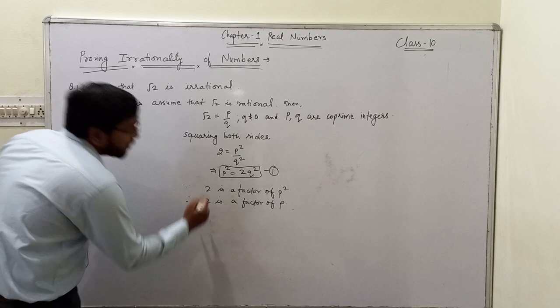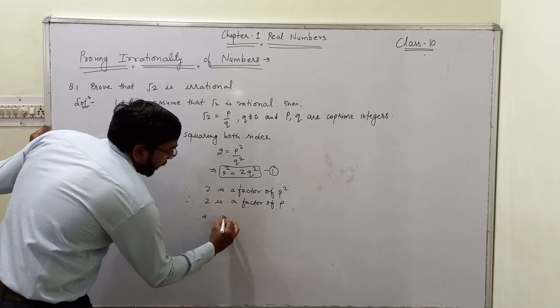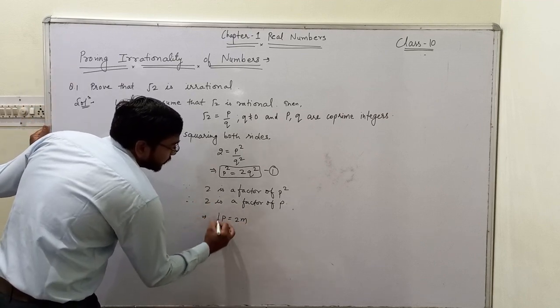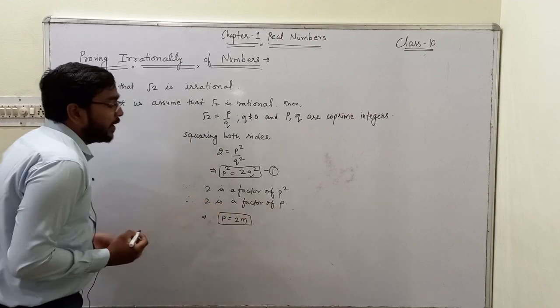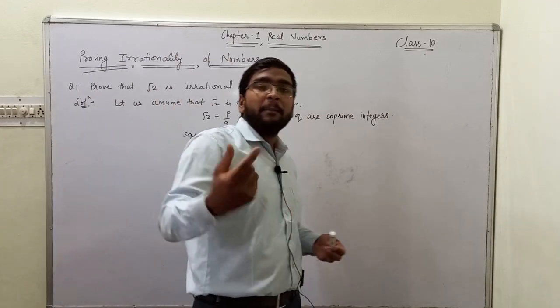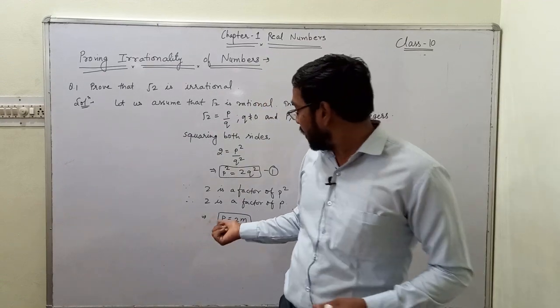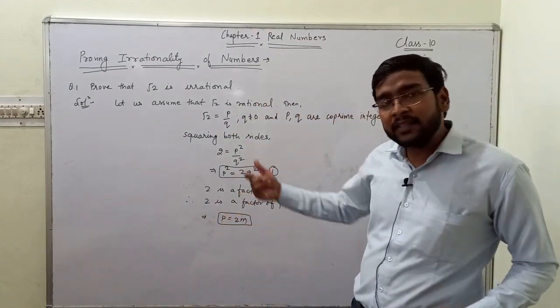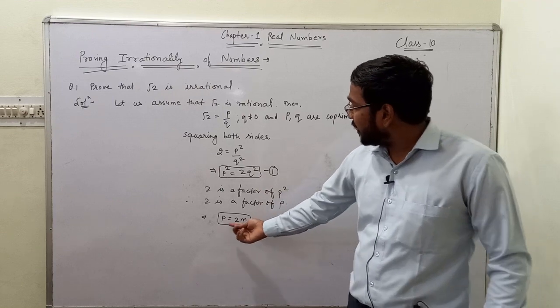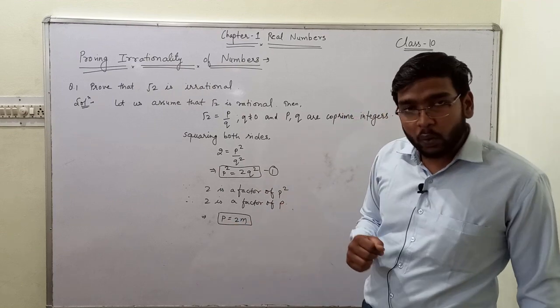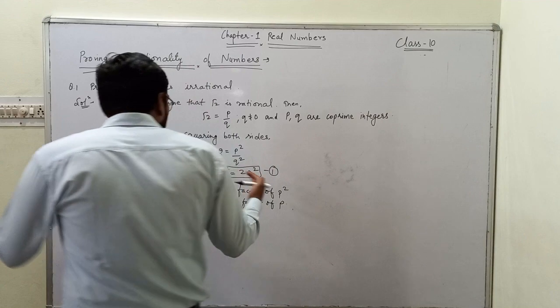So we can write the above statement as p equals 2m. If I get p square by multiplying 2 with q square, then I will get p by multiplying 2 with some other integer. So I have written the equation as p equals 2m. Now, again squaring both sides.